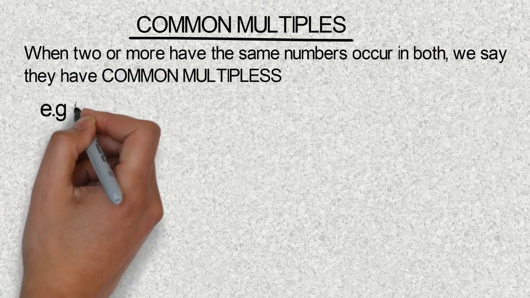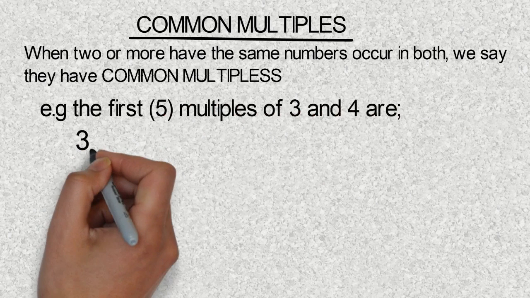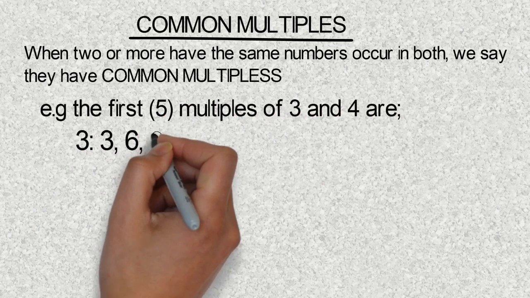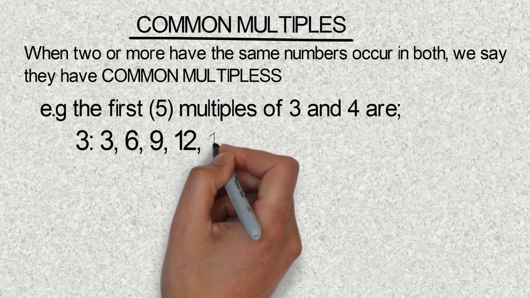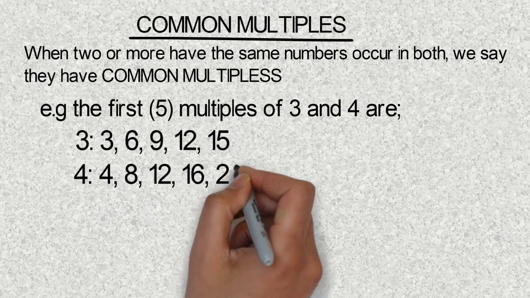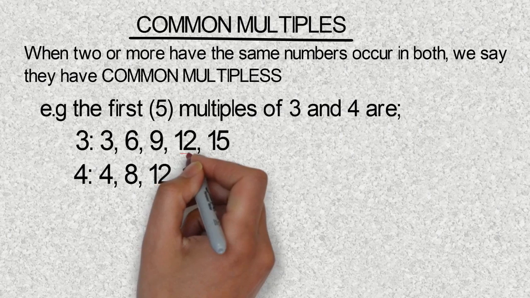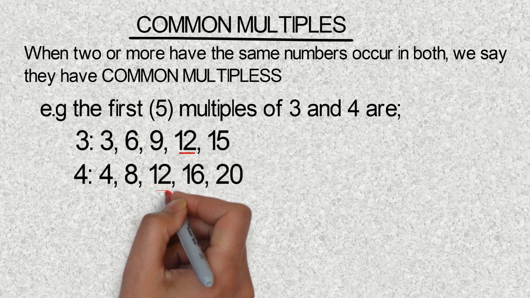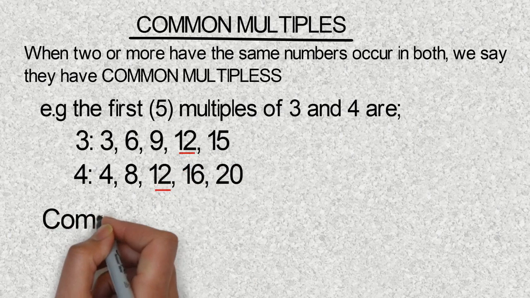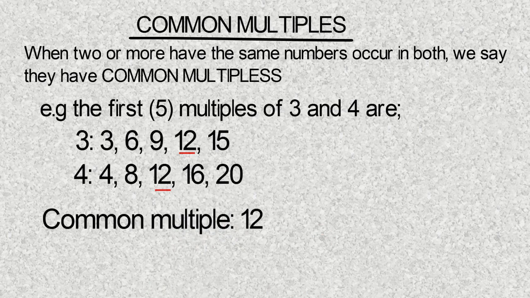E.g., the first 5 multiples of 3 are 3, 6, 9, 12, and 15, and 4 has 4, 8, 12, 16, 20. Now let's see the multiple that is common to both. If you check the multiples of 3, then check through the multiples of 4, you can see that 12 is common to both. We have 12 in 3, we have 12 in 4. So the common multiple is 12. Do you understand that? Let's solve another example.